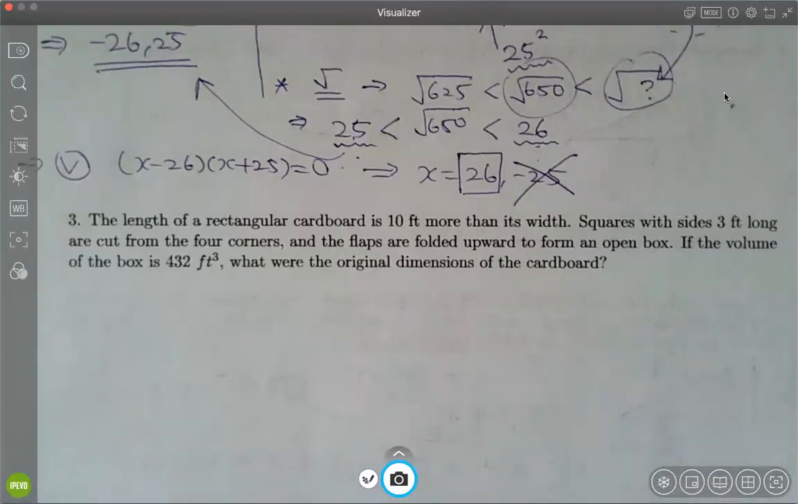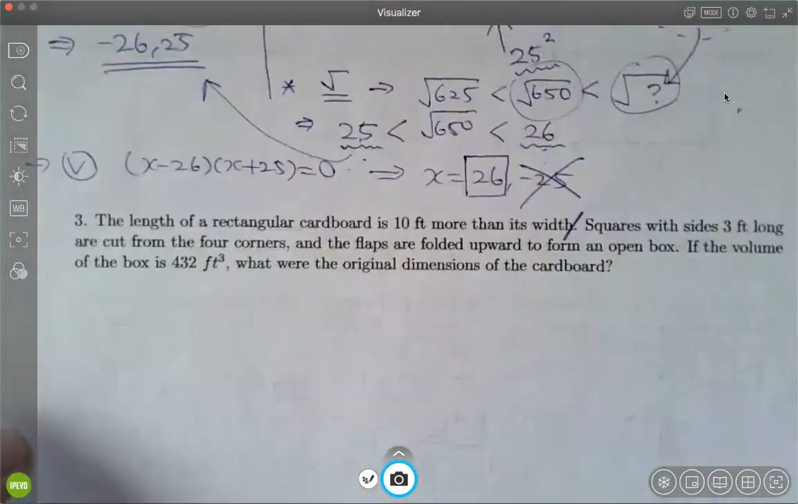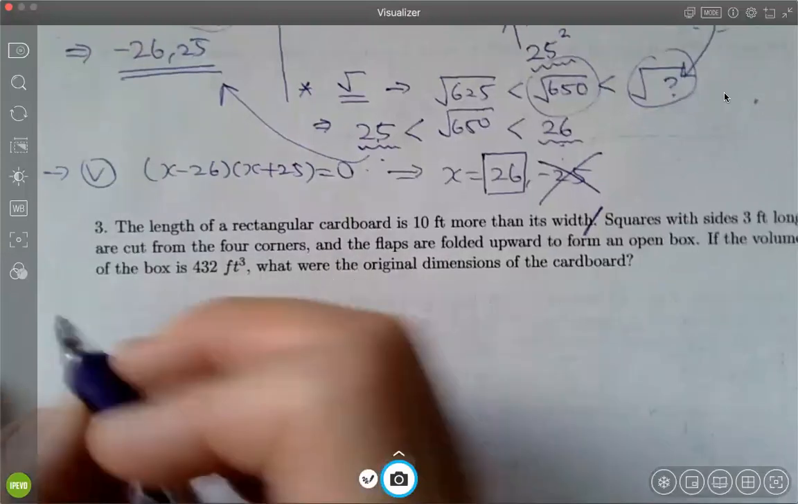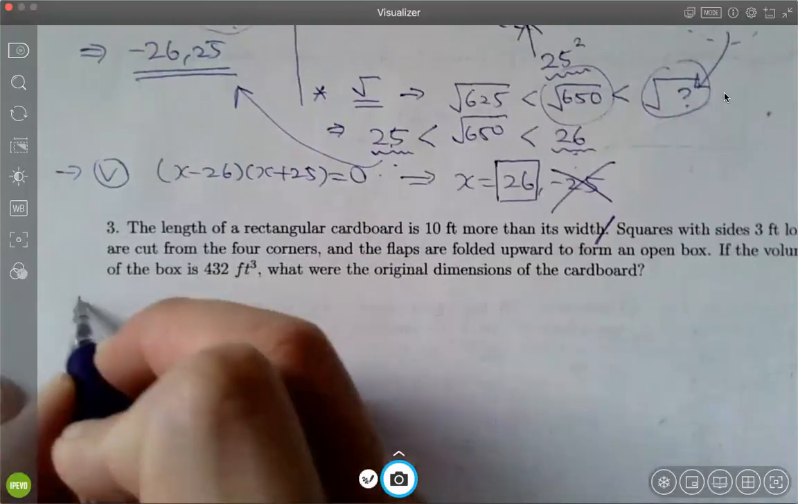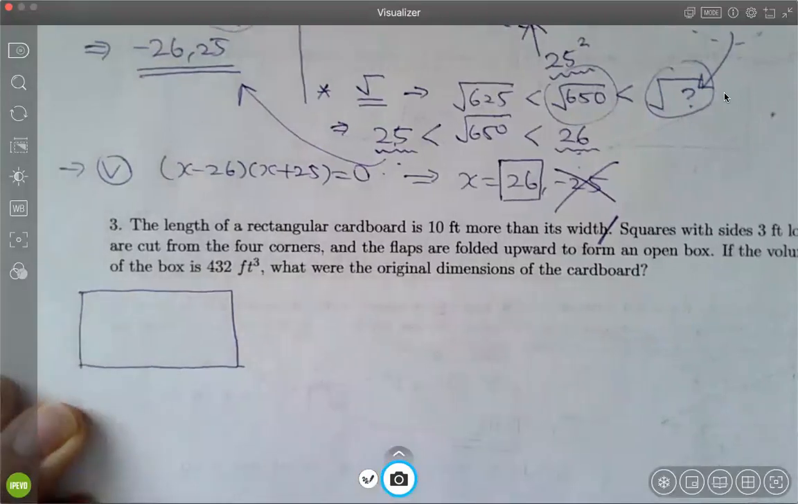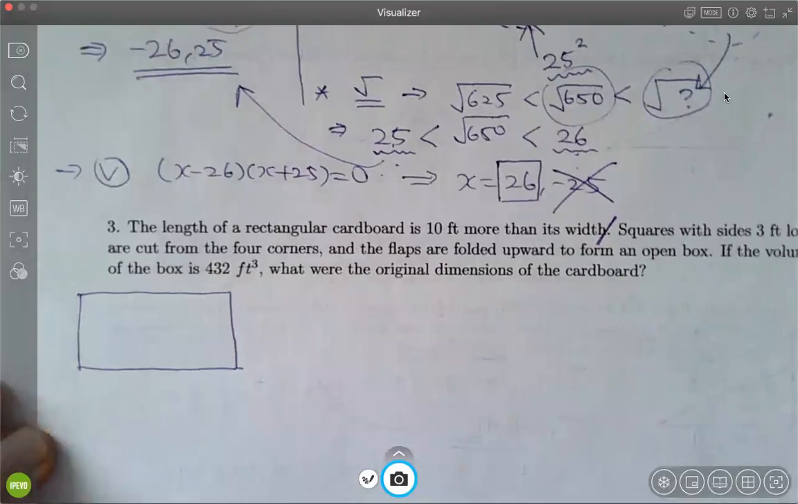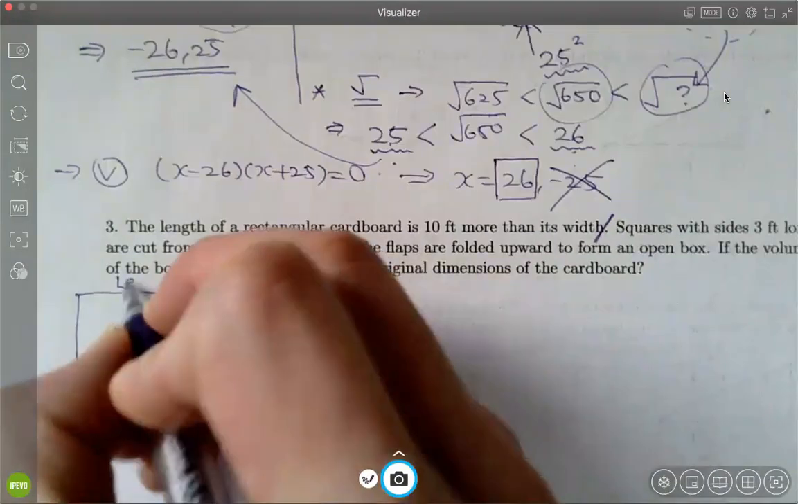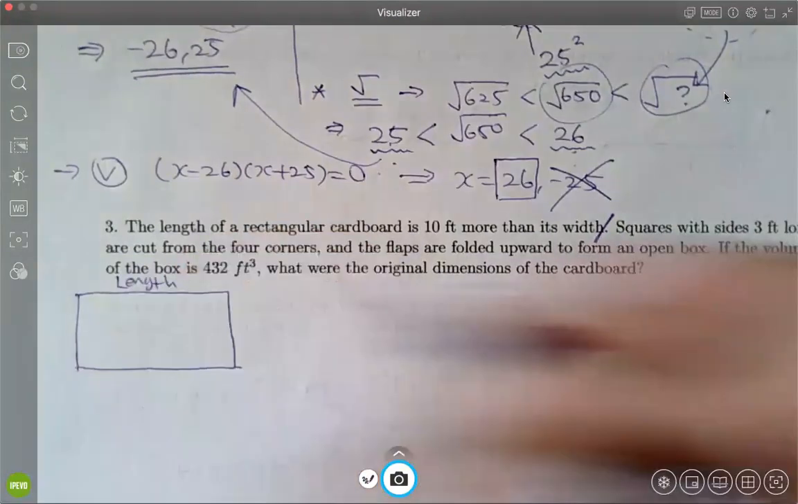So now let's pause here. What's going on? We start with the rectangular cardboard, which looks like this, right? Any rectangle has length and width. Which part is the length? The longer side, right? So that's the length, and then that's the width.